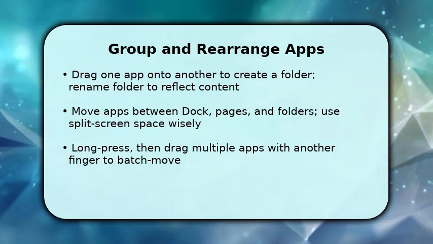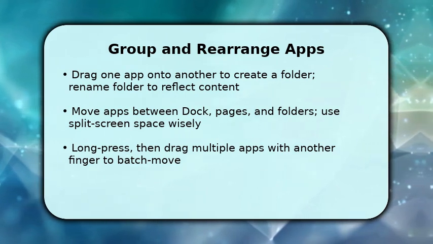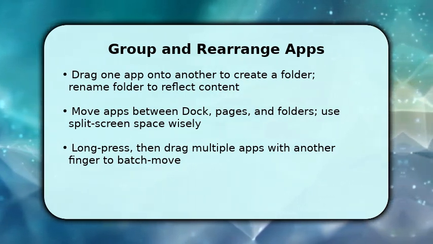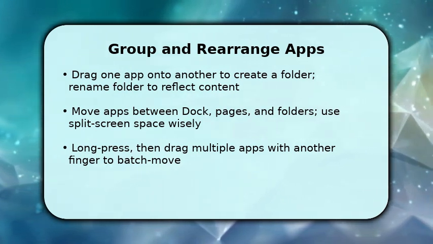Drag one app onto another to create a folder, then rename it for clarity. Once folders exist, move apps between pages, the dock, and folders by dragging to the target area. Placing frequently used apps in the dock speeds access.